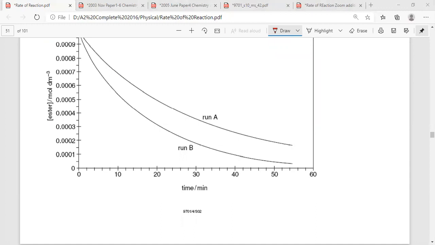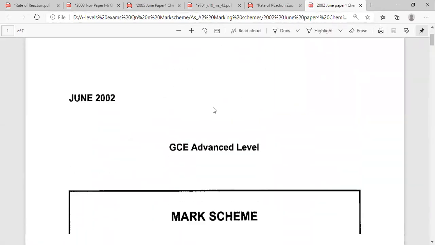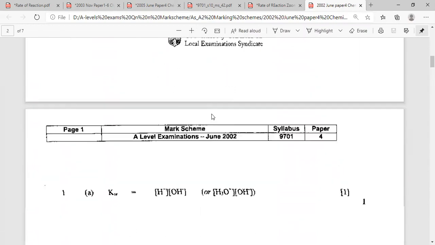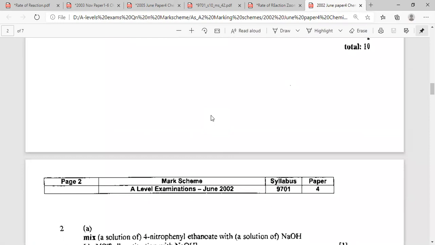Okay, June 2, paper 4, summer. Here you can see how exact they want your answer to be, and you must prepare yourself for such things, because if you don't prepare yourself, too bad, you won't get the mark. I don't know how to teach otherwise, but I know what they want, so I give them what they want.